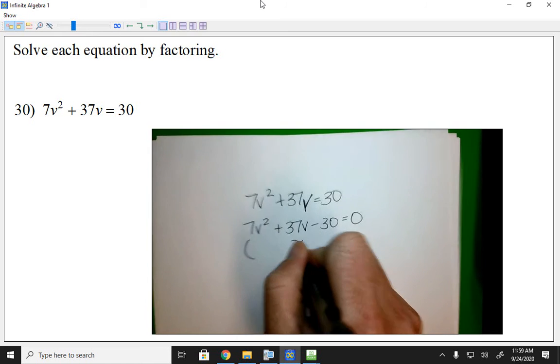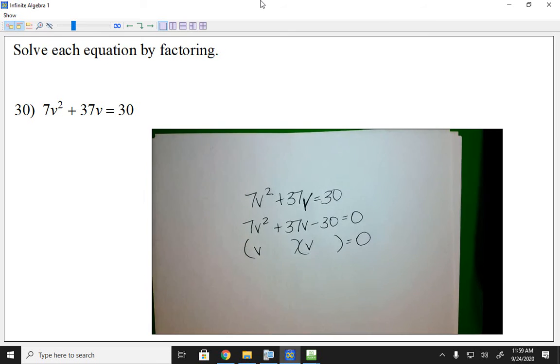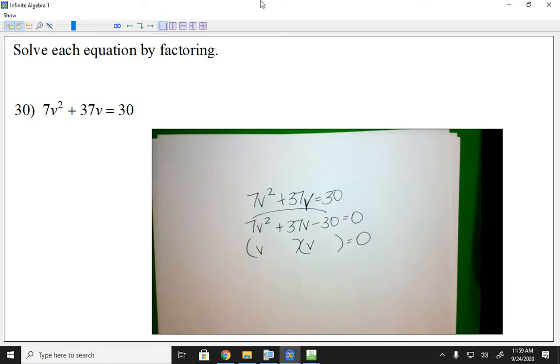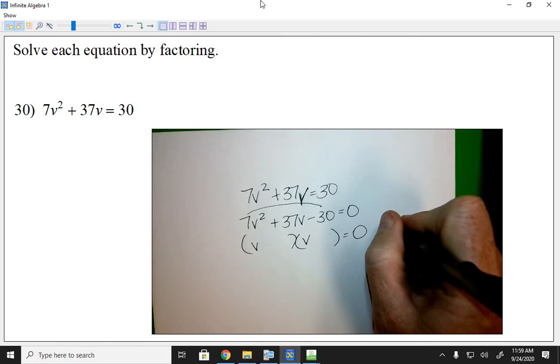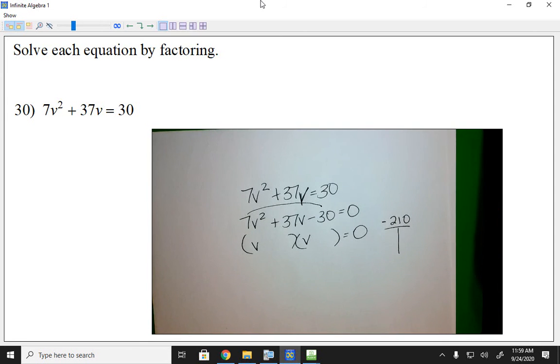So 2 sets of parentheses, still equal to 0. 7 out front. Then I'm going to say, what does that equal? Negative 210. Okay, and then when I add it up, I want it to be equal to 37. So let me look at some factors real quick. Because 210 is not something that I normally do, like in our times table. So that's why I'm going to use my calculator.